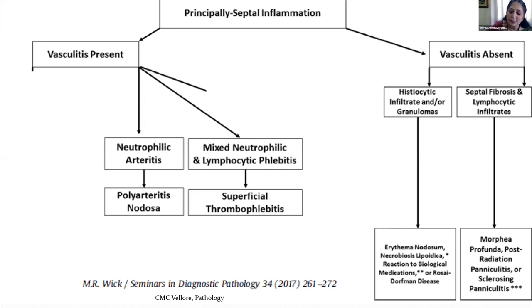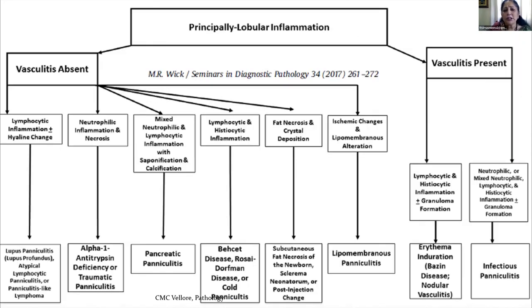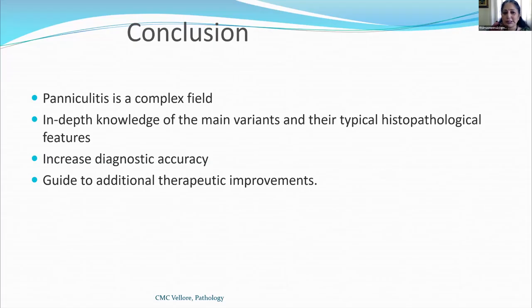If it's a medium-sized blood vessel, think of PAN, or a superficial thrombophlebitis if it's a vein. If it's a small blood vessel, think of erythema induratum. If it's a lobular infiltrate, think of erythema induratum. If it's lymphohistiocytic, you ask yourself, is there fat necrosis? What's the type of fat necrosis that is present? What are the other changes that I'm seeing? What is the infiltrate that is present? And if you're seeing atypical infiltrate, ask for immunohistochemistry.